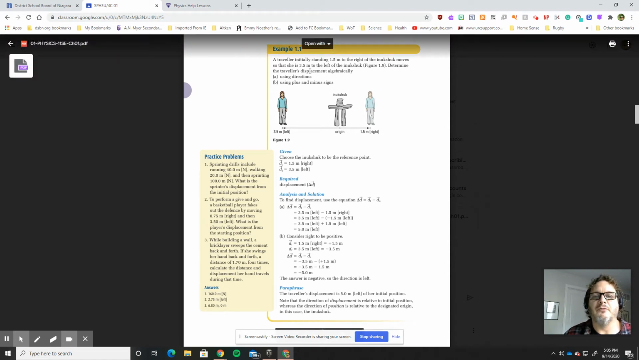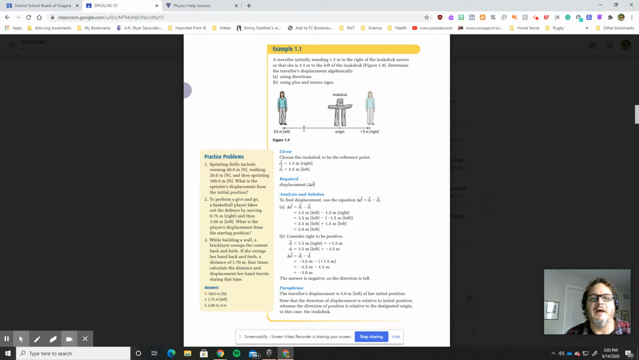Initially standing... someone's initially standing to the right, and then moves so that they're 3.5 meters left. Okay, so if we start there and go there, you can see that we're moving that many meters to the left. So the positions are measured from the origin. The displacement will be your final position minus your initial position.